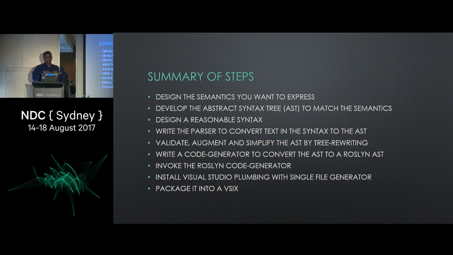Design reasonable syntax, which actually gives you the AST once you parse it. Write a parser for it. Validate the thing using some tree rewriting stuff. Write the code generator to convert your AST into a Roslyn AST. And then set it up so that you invoke the Roslyn code generator and put the Visual Studio plumbing in there. And package the whole thing into V6 and Bob's your uncle. You're done. So you've now extended C#.